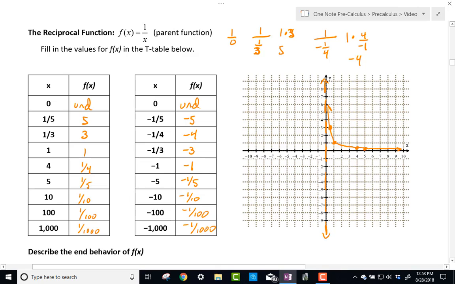Negative 1/5, negative 5. I can't even hardly graph that. Negative 1/3, negative 3. And again, I'm not graphing them all. Negative 1, negative 1. Negative 5, negative 1/5. And you can see, even at negative 10, I'm still just barely underneath the x-axis this time, because again, no matter what I plug in from the negative side, I am going to end up with a number that's just below 0. When I say just below, I mean something that's negative.